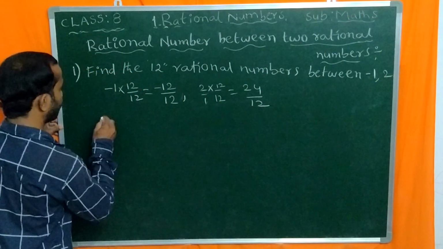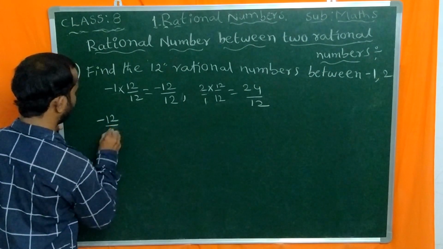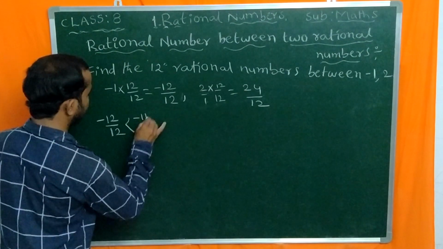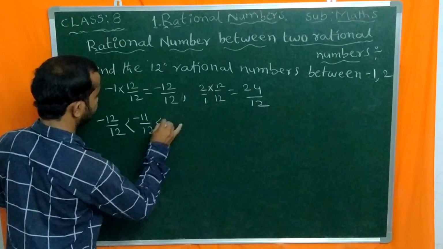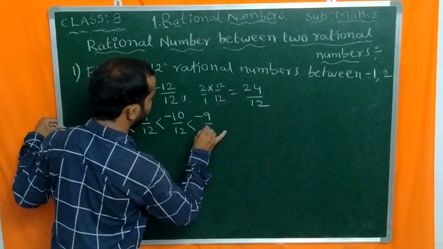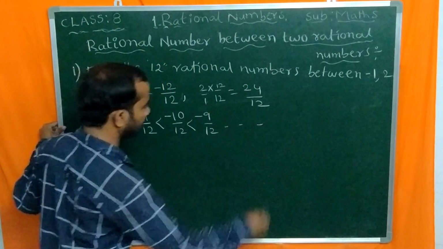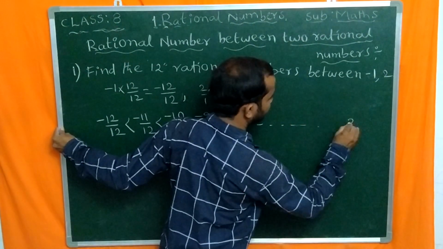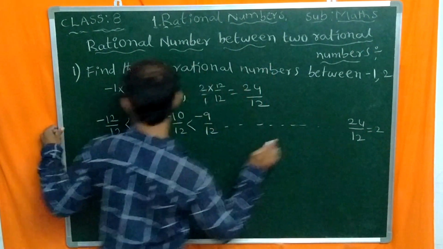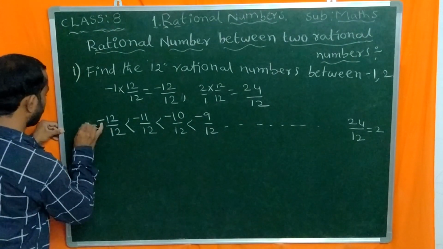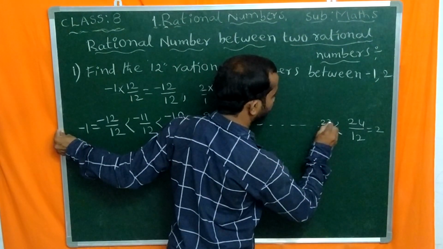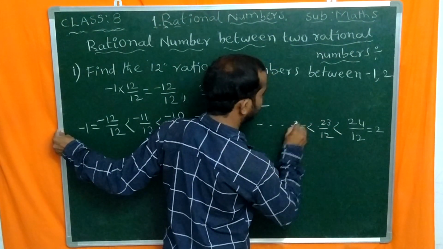First one is equal to minus 12 by 12, which is less than minus 11 by 12, which is less than minus 10 by 12, which is less than minus 9 by 12. The last rational number, 24 by 12, is equal to 2. The first rational number is equal to minus 1. So the set of all these rational numbers we can take.